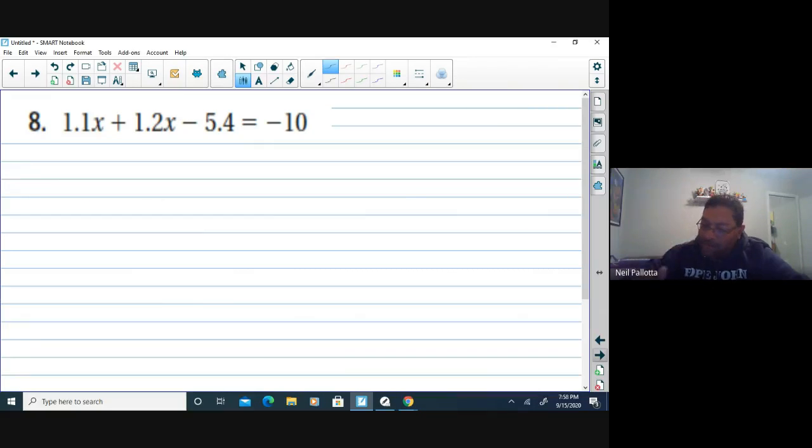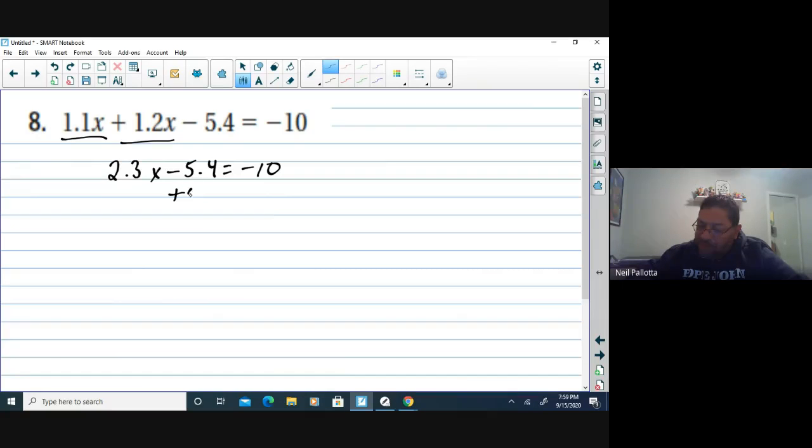Okay, let's look at question 8. Here, we want to recognize like terms because I see that those terms each have the same variable to the same power. It's x to the first power, so I want to combine those two terms by adding their coefficients. Coefficient is the number that's multiplying the variable. Well, what's 1.1 plus 1.2? That's going to be 2.3x. Then we have minus 5.4. That's going to be equal to -10.